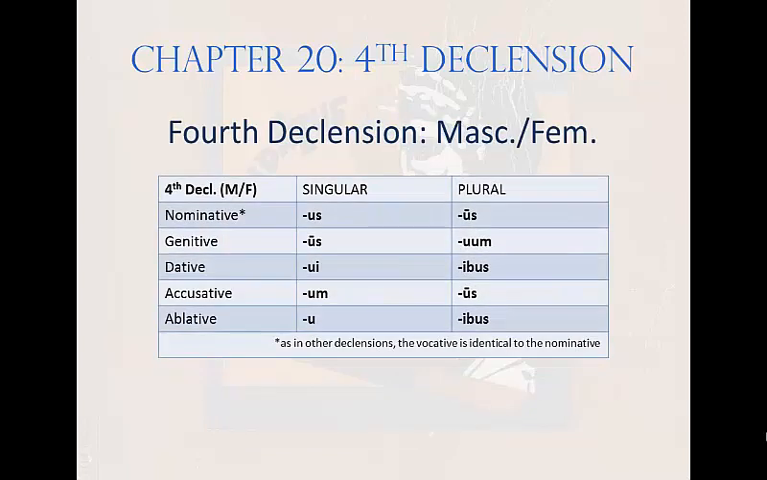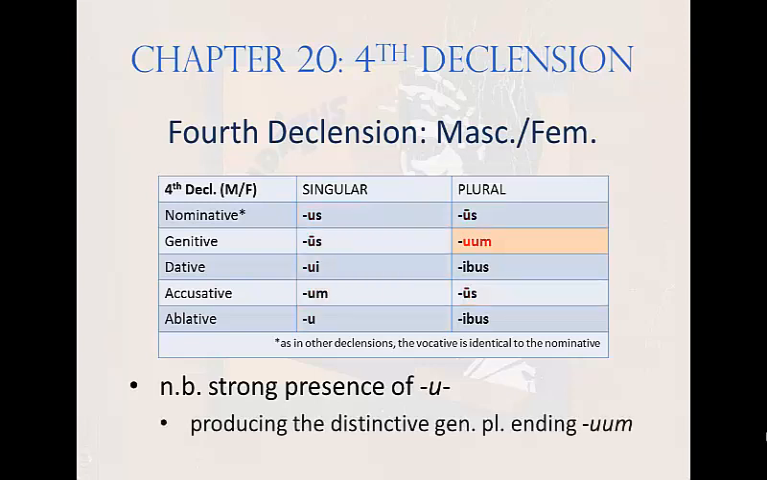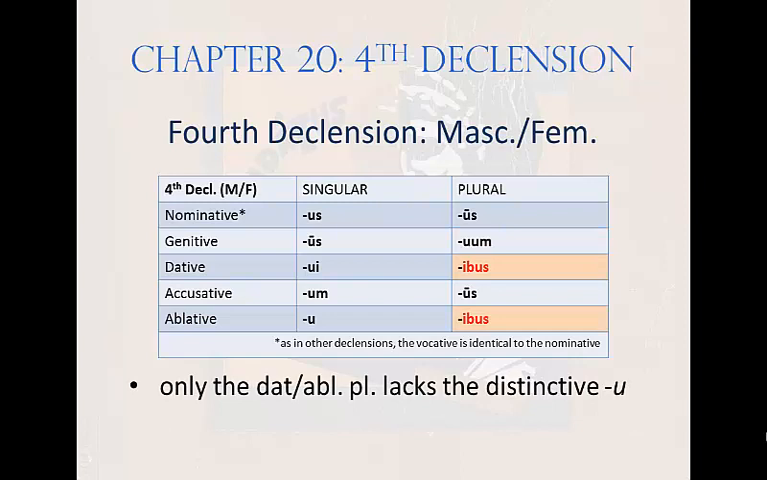Here are the endings for fourth declension. Let's recite them together. Us, us, ui, u, us, ibus, us, ibus. Notice the strong presence of u. It dominates 8 of the 10 forms, producing what has to be the most distinctive genitive plural ending in Latin, uum, u-u-m. Only the dative and ablative plural avoid this u, following third declension, with ibus in both forms.